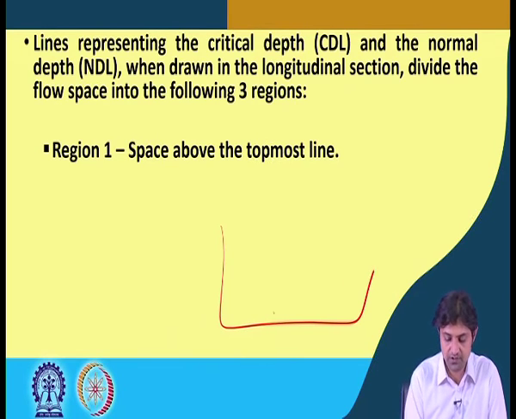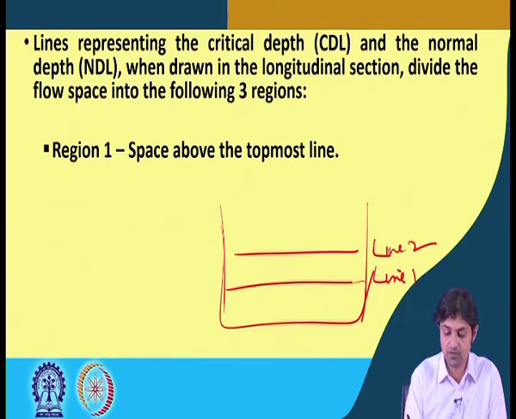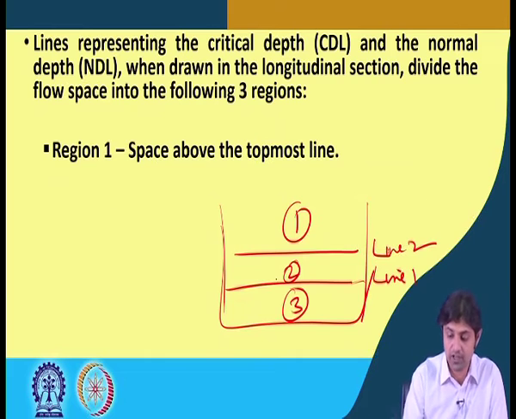For example, this is a channel. It does not even necessarily have to be this; it could be anything, right? So, this represents line 1. This is line 2. So, actually it is going to divide into 3 regions, right: region 1, region 2, region 3. So, that is what we are actually talking about.